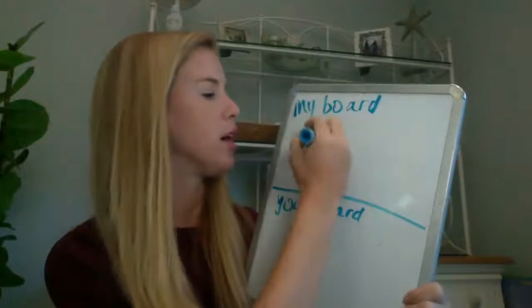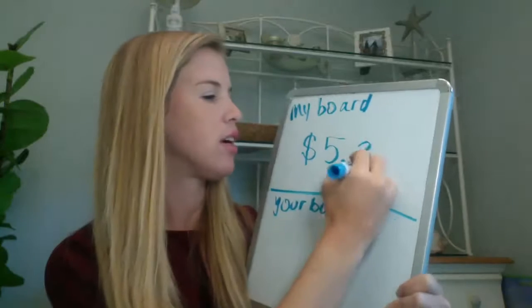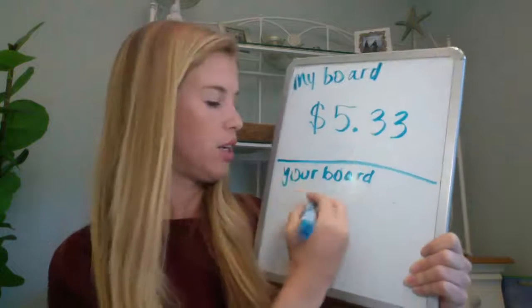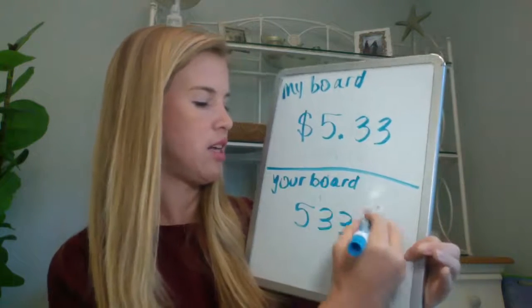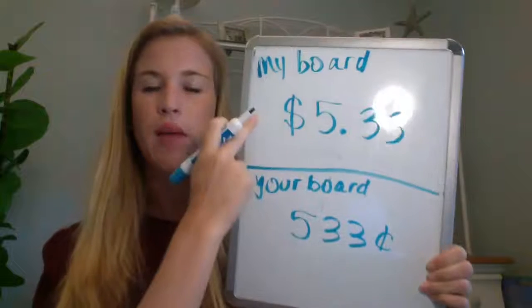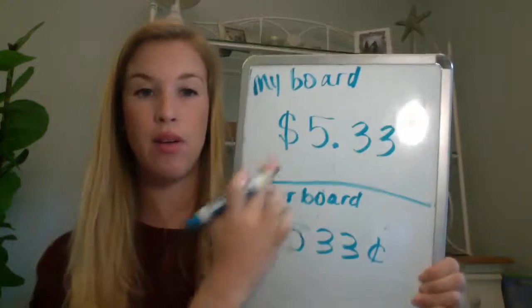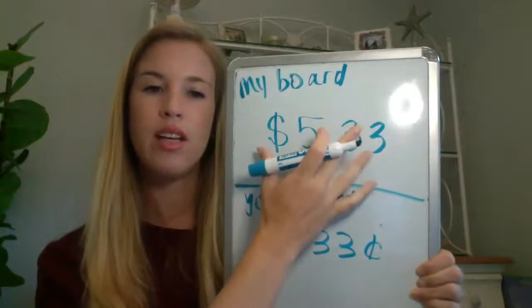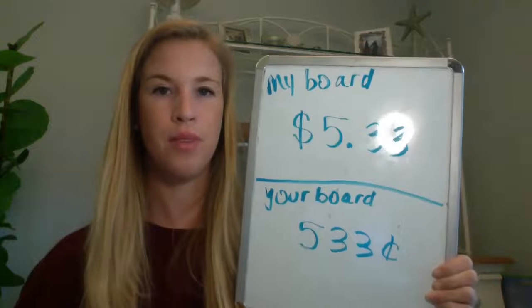So on my board, I might write $5.33. On your board, you would write 533 cents. Okay, so I'm giving the dollar amount, you're giving just the cents amount. I'm giving the dollars and the cents, you're giving just the cents. So what is the value of this number in only cents? Okay, all right, here we go.